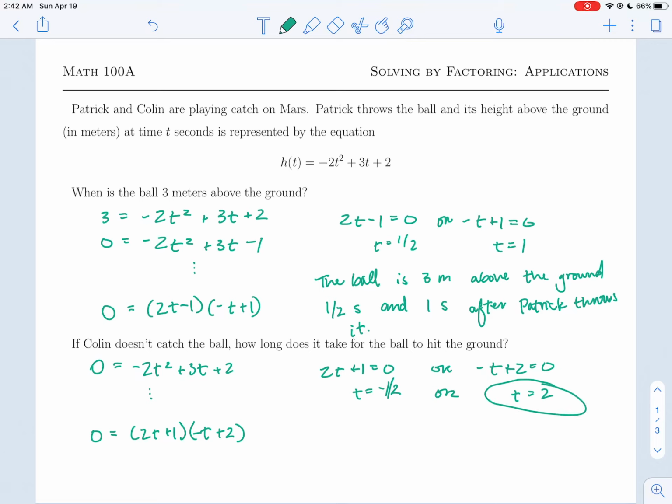So all we want to do is use this positive value here. It's going to happen a lot in word problems. The model really is only good for time moving forward, right? It doesn't make sense to put in any sort of negative time. So the answer to this is that the ball hits the ground 2 seconds after Patrick throws it.